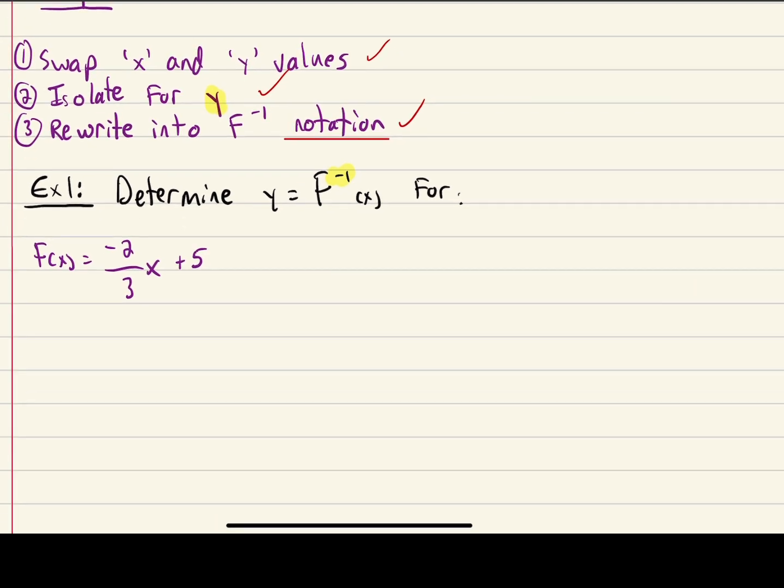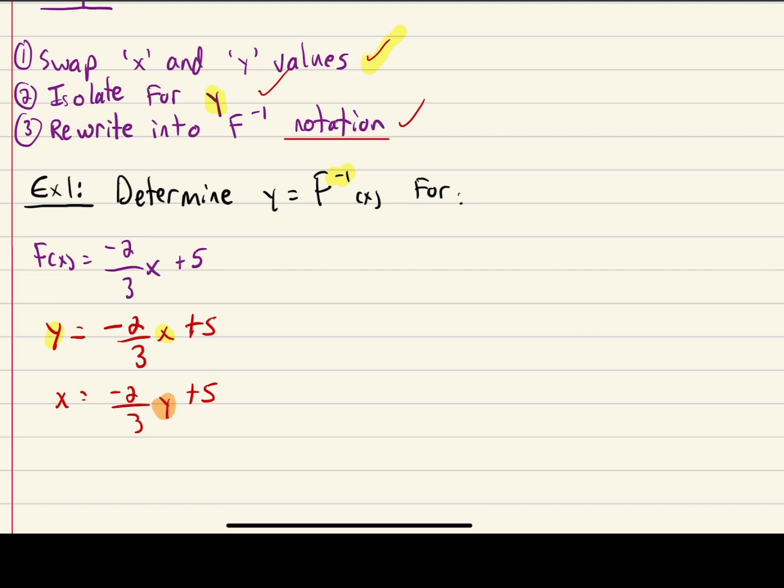The first thing we're going to do is rewrite this as y instead of f at x. I'm going to write it as y equals negative 2 over 3x plus 5. Now I'm going to switch these out, and that's going to give me x equals negative 2 over 3y plus 5. That would be step 1 done. Now step 2, I'm going to isolate for y.